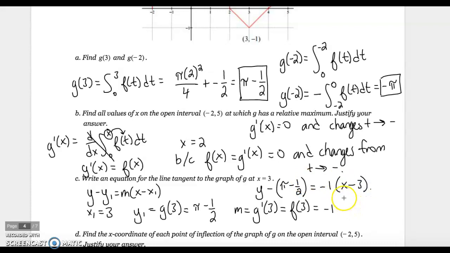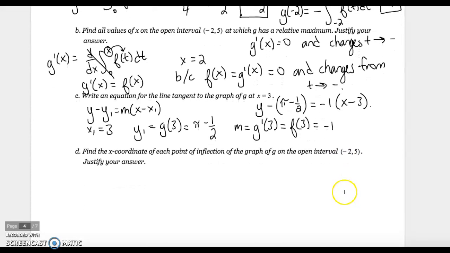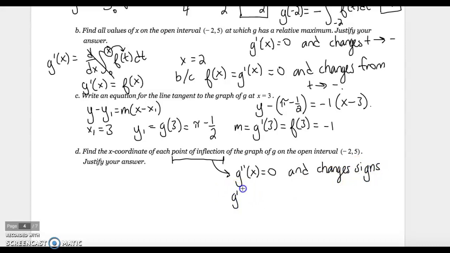There you go. All right, last but not least, find the x-coordinate of each point of inflection on the graph of g on the open interval -2 to 5. So if I have points of inflection on the graph of g, that means that g double prime of x equals 0 and changes signs, which means that g prime of x changes from increasing to decreasing or vice versa.